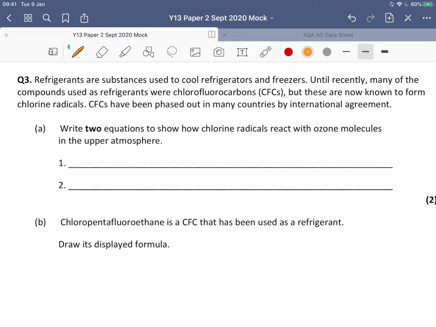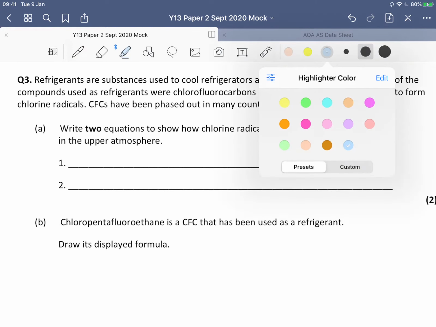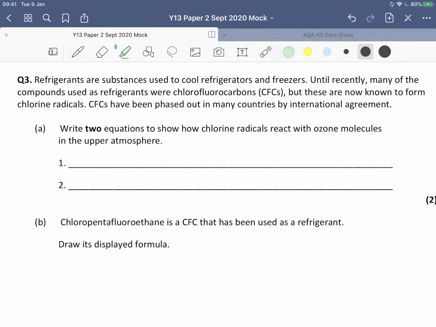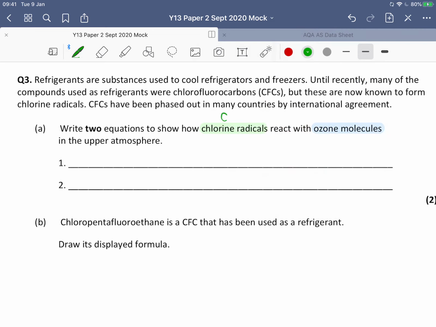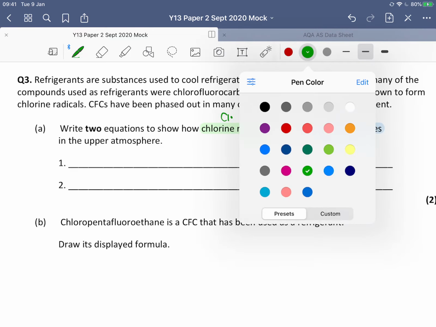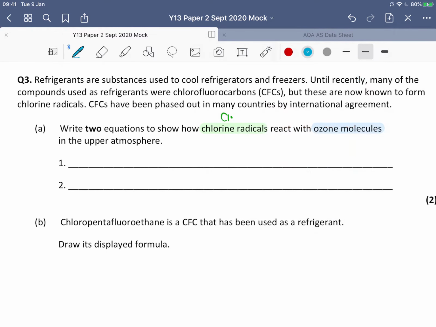And then the first question we've got is: write 2 equations to show how chlorine radicals, so clearly we must be using a chlorine radical in our equation, right? That's got to be there. And then how they react with ozone molecules. So chlorine radicals, we're going to identify them like that. And then ozone molecules, you need to remember what an ozone molecule is, otherwise you can't do the question.